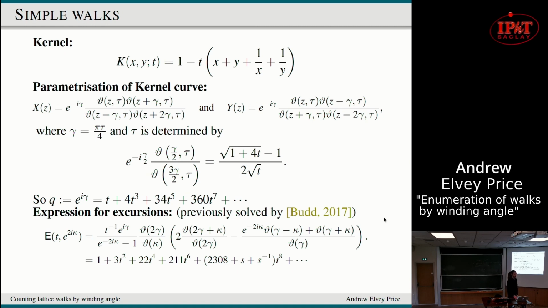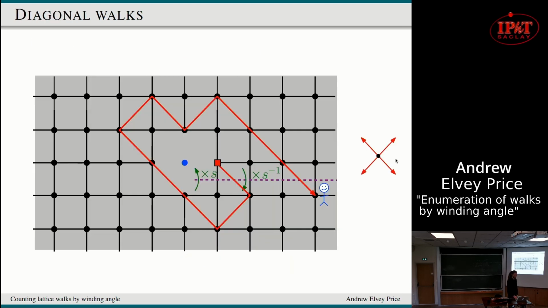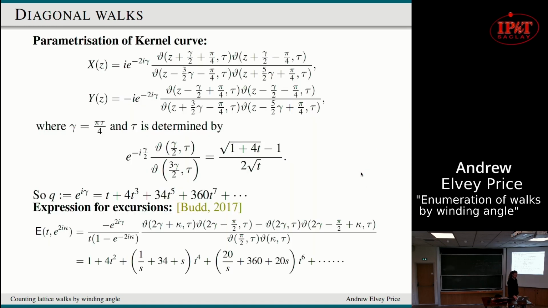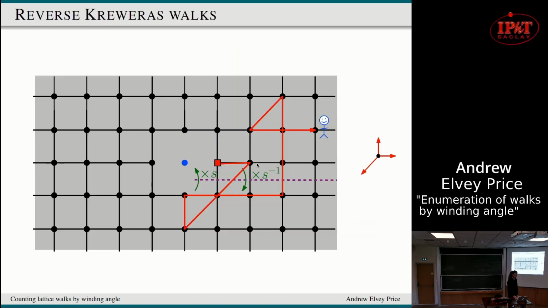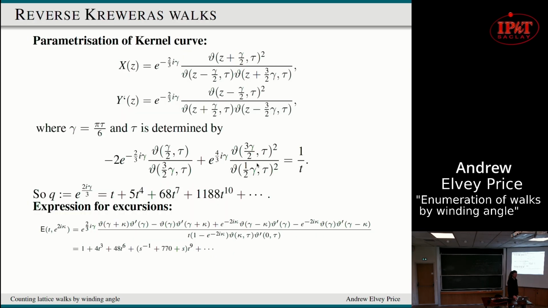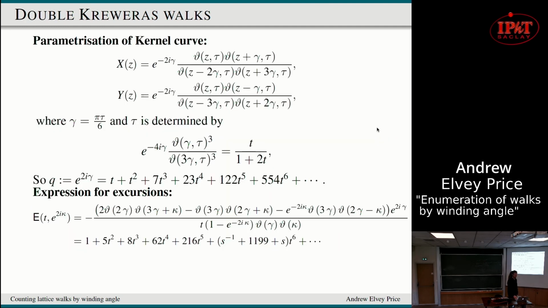So in this case, it's slightly nicer because we only have one variable. There are a few other cases where we get the same thing. So for diagonal walks, we have these expressions. For reverse parabolas walks, we have these expressions. And for double parabolas walks, we have these expressions.